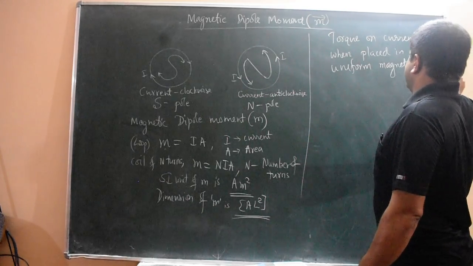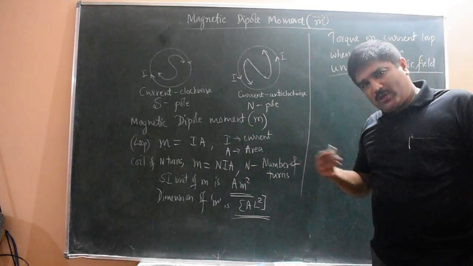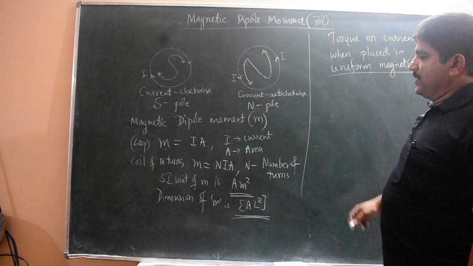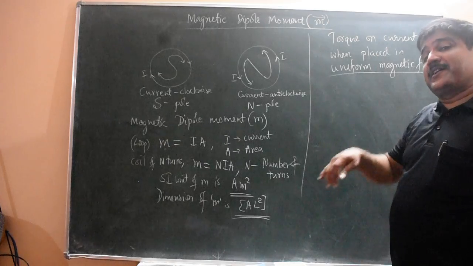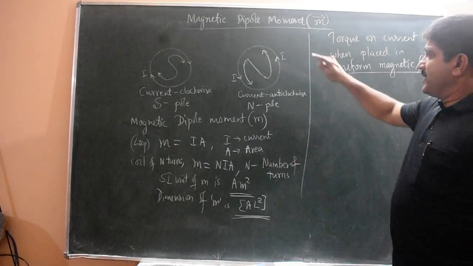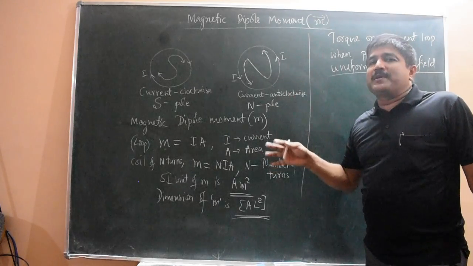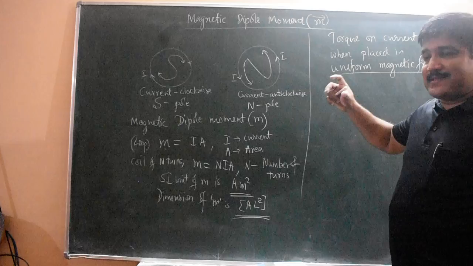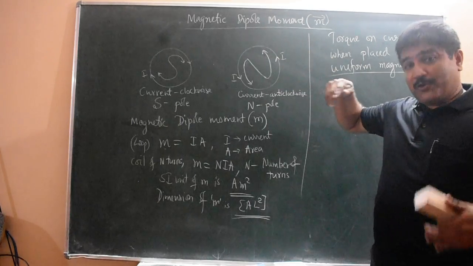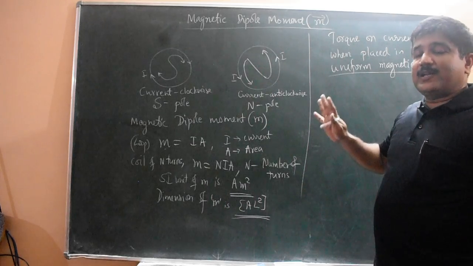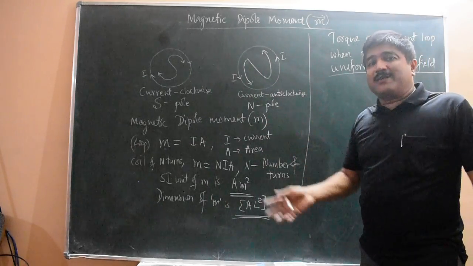Now let us take a current carrying loop. A loop is carrying a current I. Then it is placed in an external magnetic field. So remember two things. One is that a current carrying loop will produce a magnetic field. And we are placing such a loop, which is producing its own magnetic field, in an external magnetic field.